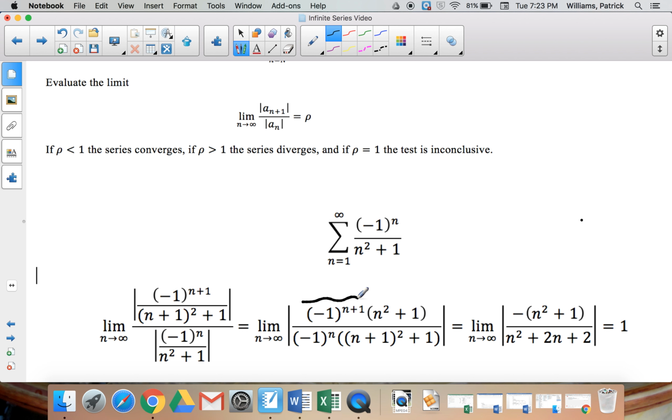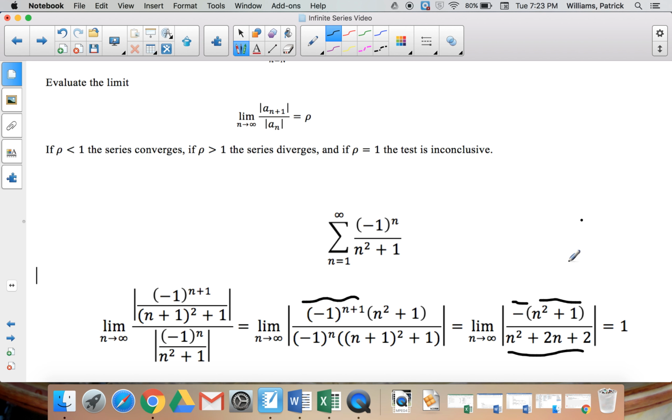So negative 1 to the n plus 1 over negative 1 to the n just gives us negative 1. That's that negative sign right here. And then we'll have n squared plus 1 over this quantity n plus 1 squared plus 1. So if we go ahead and square n plus 1 and then add 1 to it, we end up with n squared plus 2n plus 2, and that n squared plus 1 just stays in the numerator.